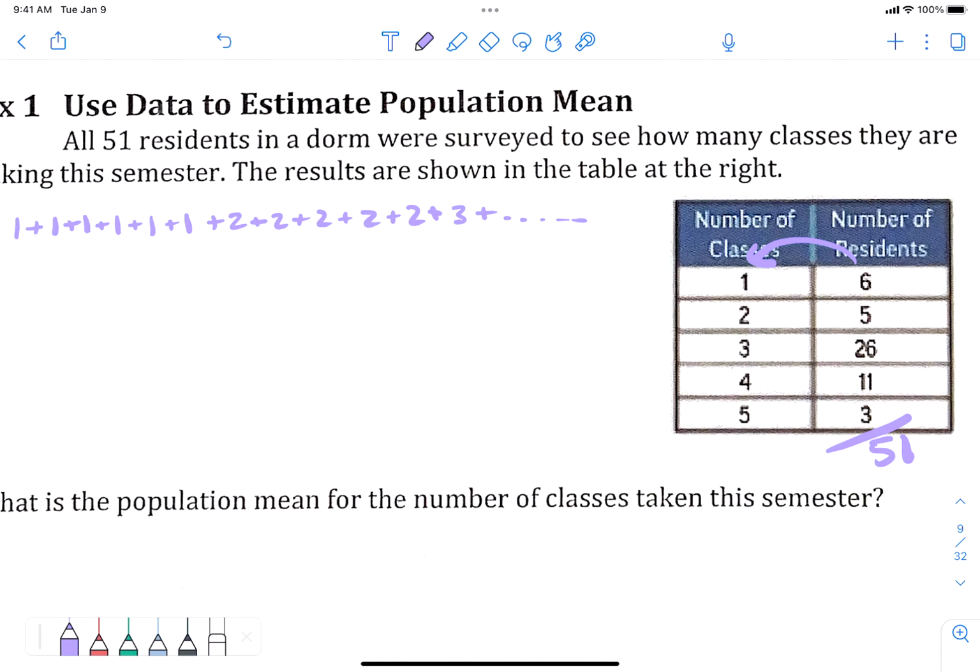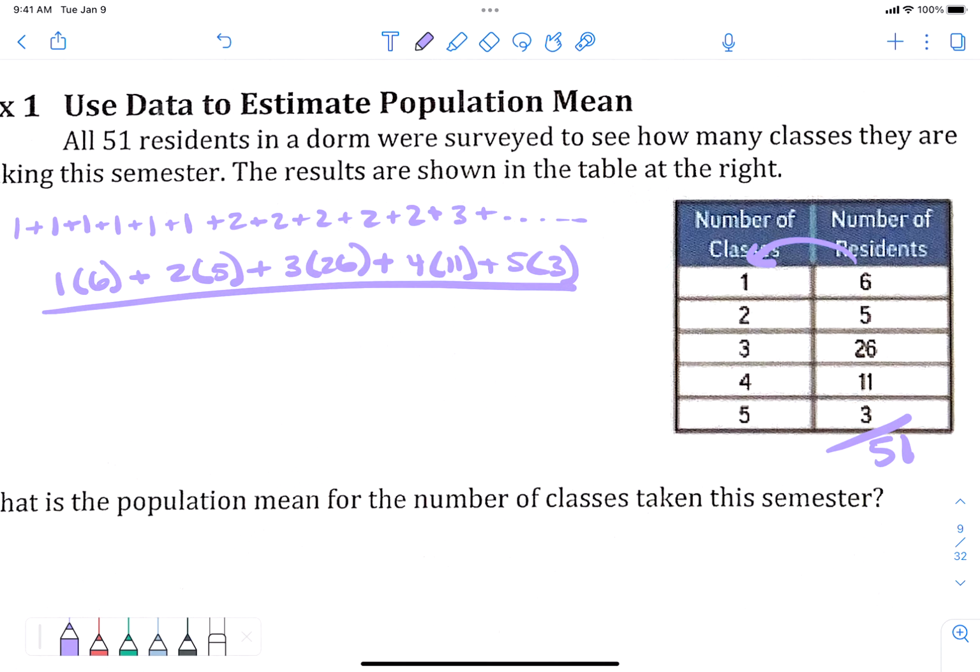What can we do instead? 3 to the 26 power. No, not power. There are 6 ones, so 1 times 6. There are 5 twos. Write this part down. 2 times 5 plus 3 times 26 plus 4 times 11 plus 5 times 3. And then we have to divide all that by 1.